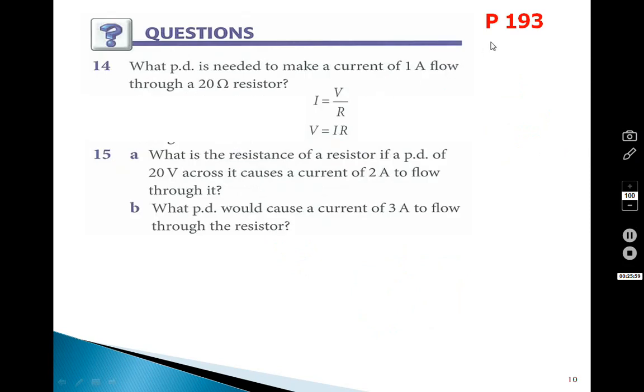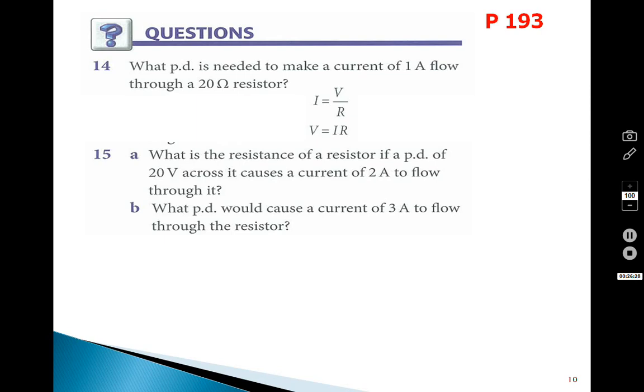Okay, now we will move to page 193, set of questions on page 193. Question 14: what value of PD is needed to make a current of 1 ampere flow through a 20 ohm resistor? So we need a value of V to push 1 ampere of current through a 20 ohm resistor.